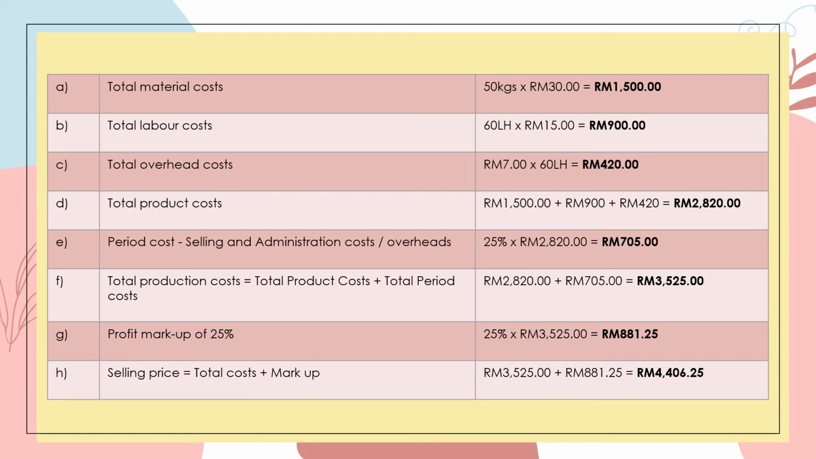And the last one is selling price. Selling price equals the total cost plus the profit markup. RM3525 plus the profit markup of 25%, which is RM881.25, equals RM4406.25. So the selling price for the job is RM4406.25.